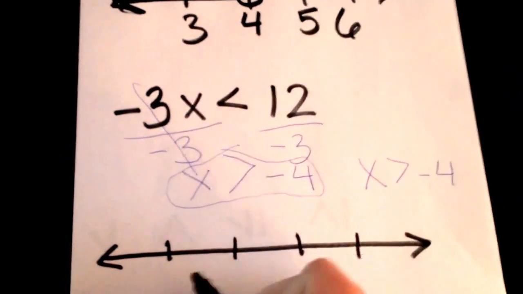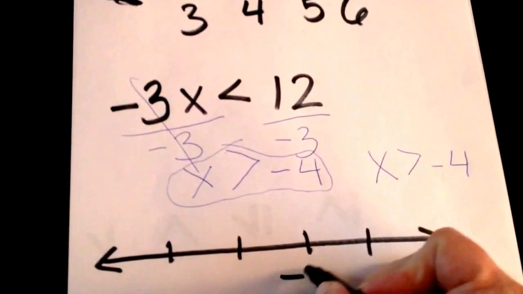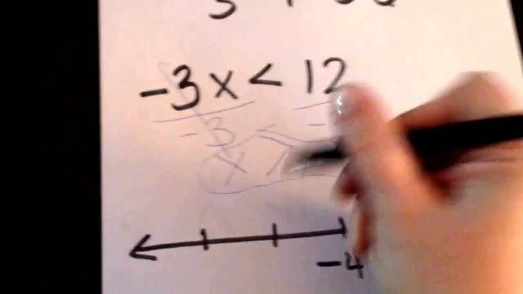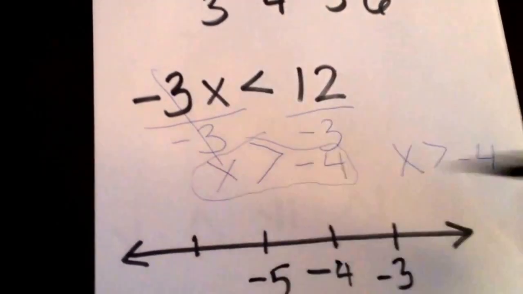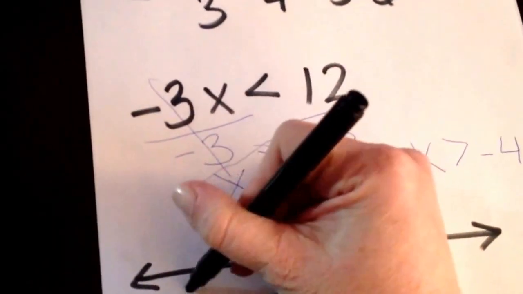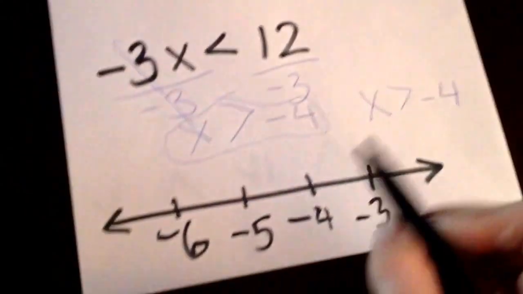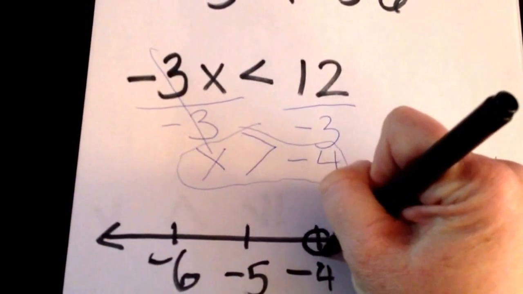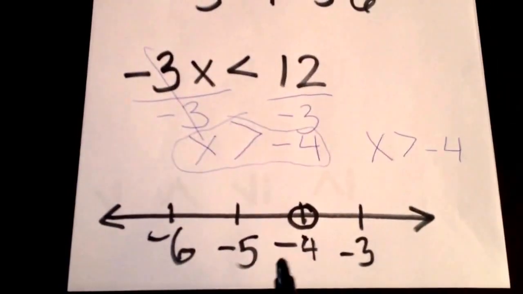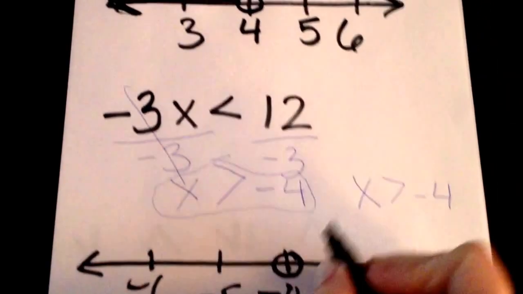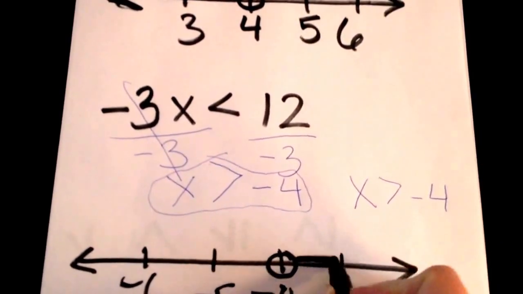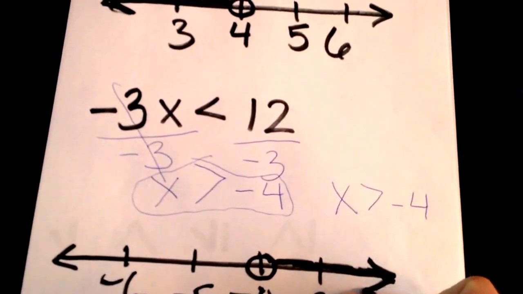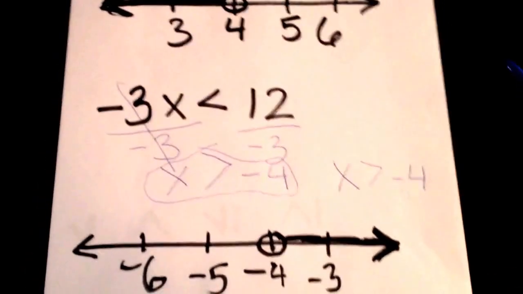So we're going to put in our numbers. Let's see, we need a negative 4 here somewhere. And of course, we need to count. We're going down in negative numbers this way. Okay, so x is greater than negative 4, so we're going to put an open circle on negative 4 because it's not equal, and it's greater than negative 4, so the greater than goes in the right direction. Okay, and so that's how we graph it.